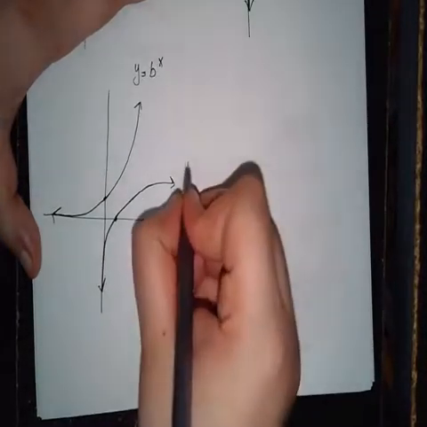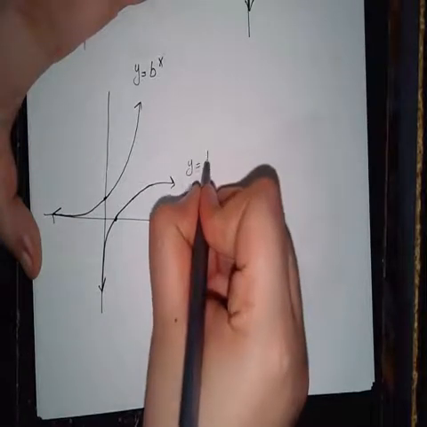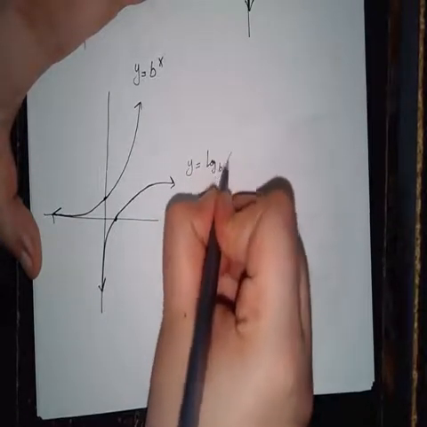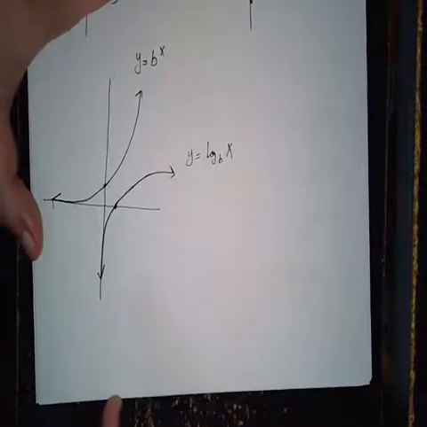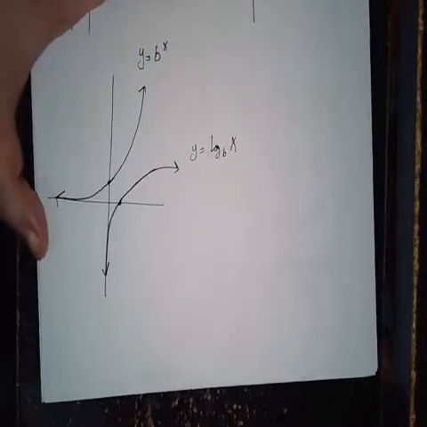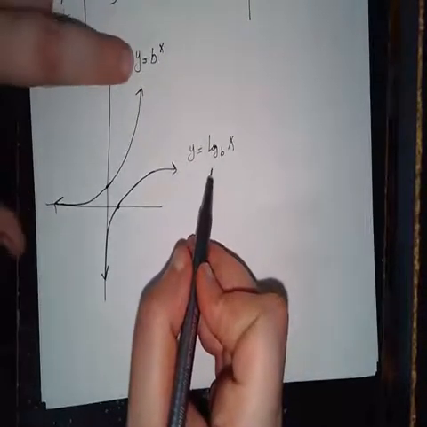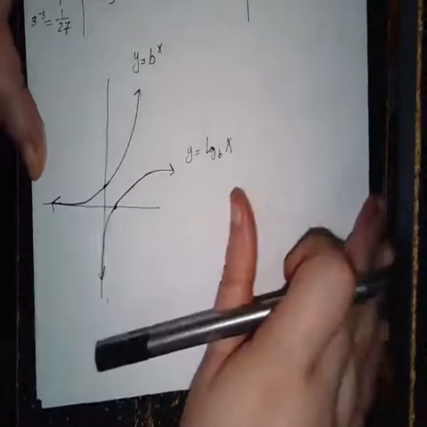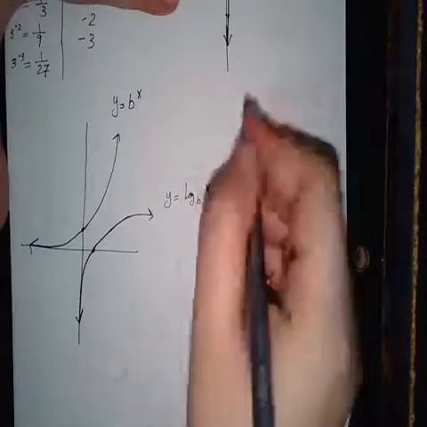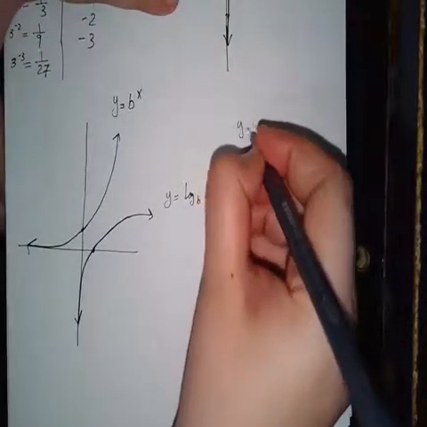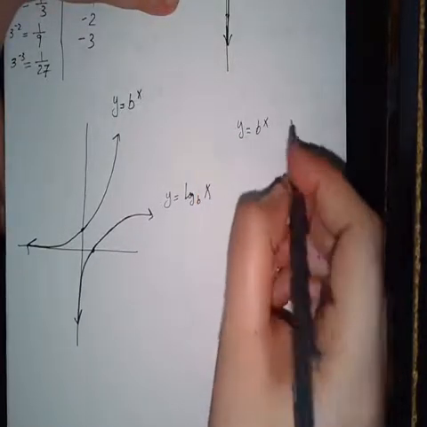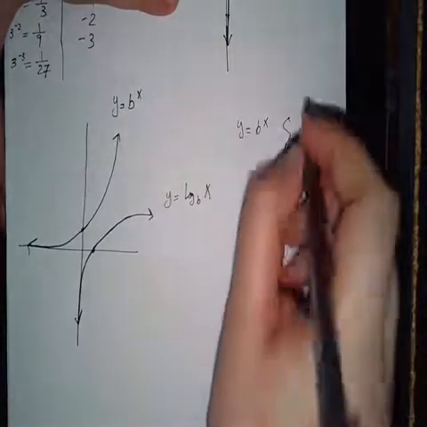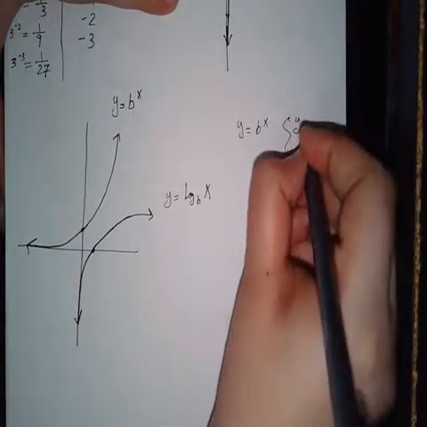Yeah? And this is y equals log base b of x. This is a comparison between a logarithmic function and an exponential function and what the graphs look like. Now, let's compare. We'll do this real quick. I just want you guys to see what the domain, range, and other information about these two functions look like.